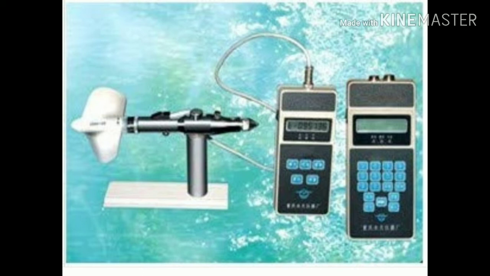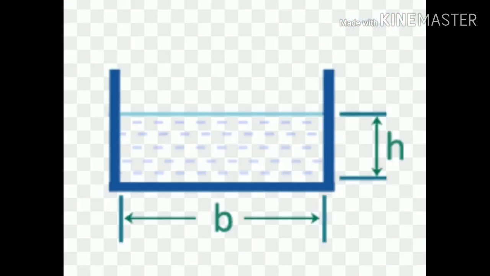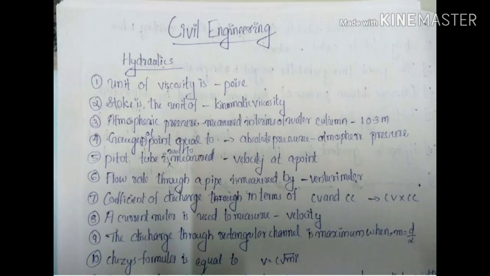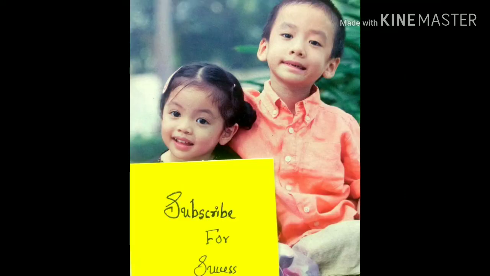A current meter is used to measure the velocity, and the discharge through a rectangular channel is maximum when its m is equal to d by 2.